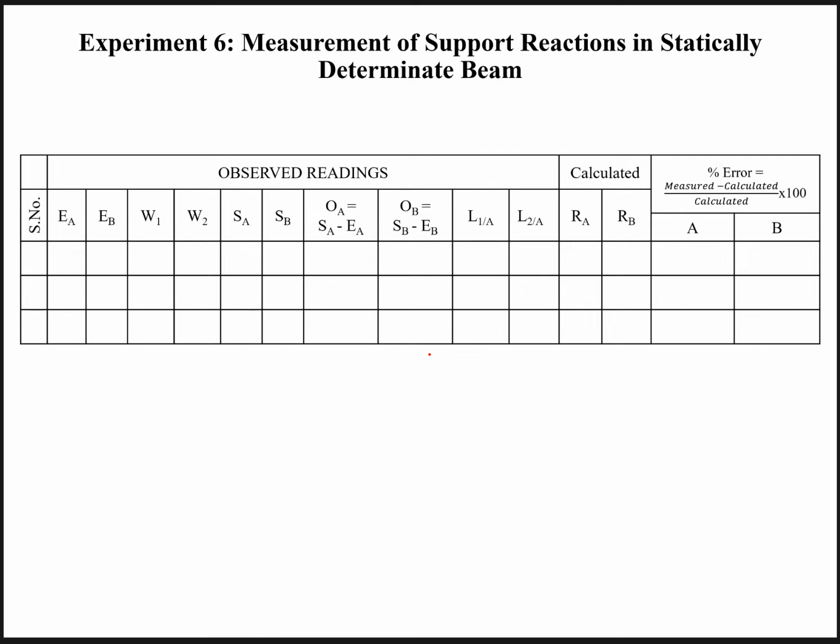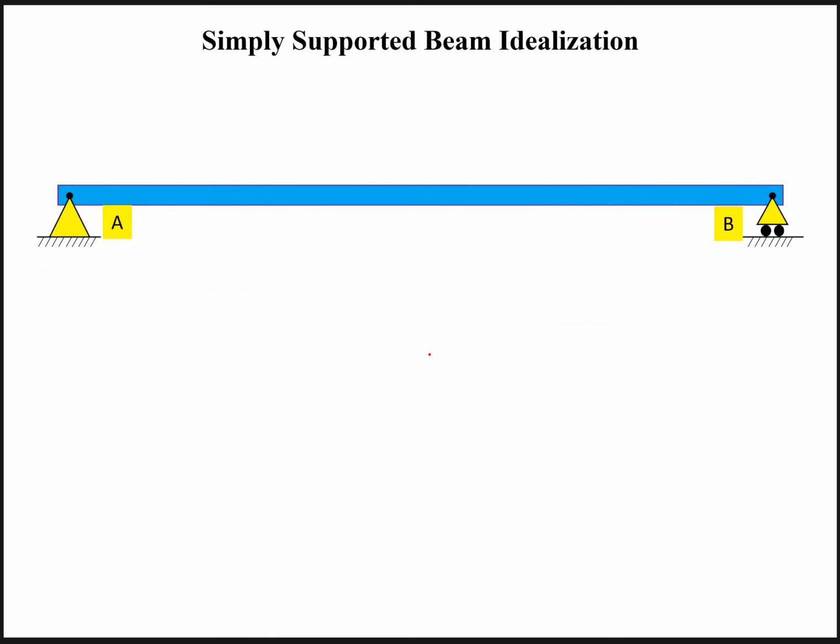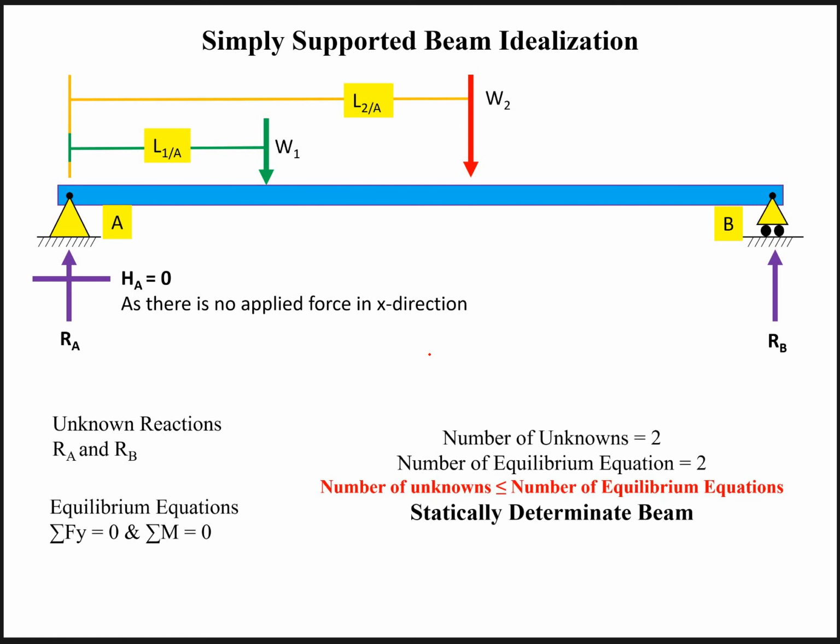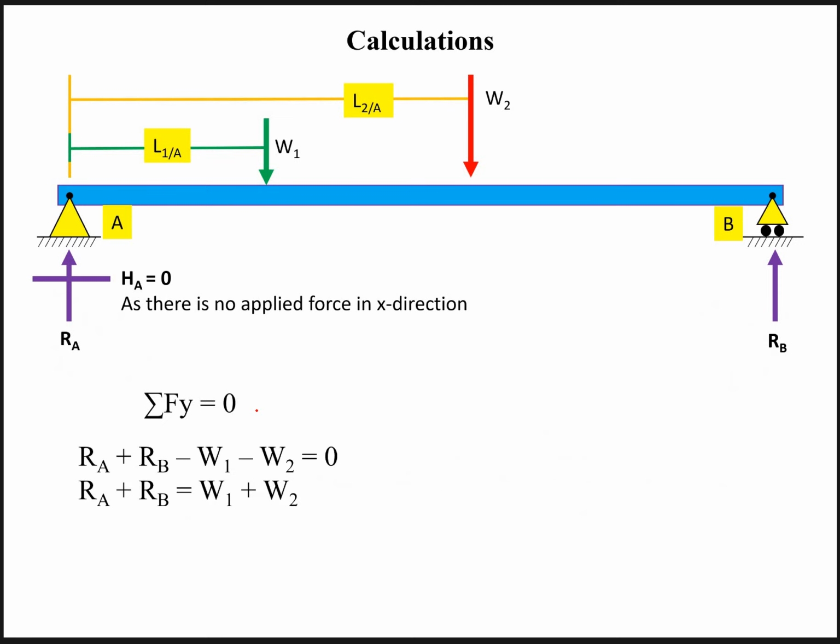This is the data sheet you have to fill. You almost have all the values. You have W1, you have W2, the relative distances, but you don't have the support reactions. In order to find the support reactions, you have to apply the equilibrium equations. Sum of vertical forces equals 0 and sum of moments equals 0. These are the two equilibrium equations you have to apply in order to find the support reactions at A and B.